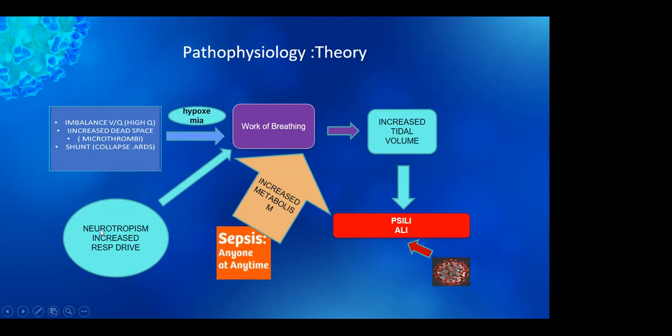Similarly, once neurotropism, the receptors activated, he will have increased respiratory drive, and will have increased work of breathing, increased tidal volume again, and again patient self-induced lung injury. Similarly, if sepsis of any type, increased metabolism, increased over breathing, increased tidal volume, patient self-induced lung injury. Plus, there is acute lung injury directly by the COVID. So these two factors, patient self-induced lung injury and acute lung injury by the COVID virus itself, will cause lung injury.